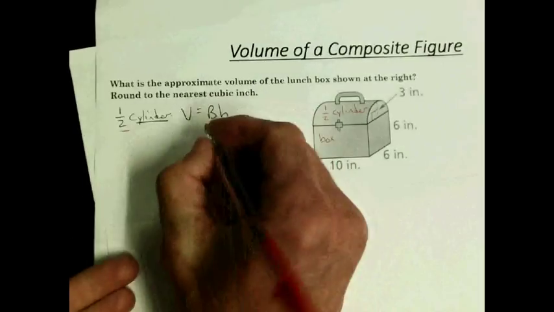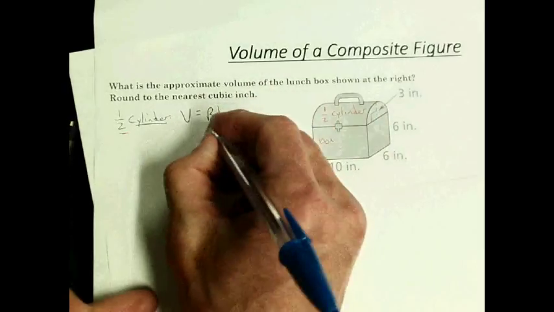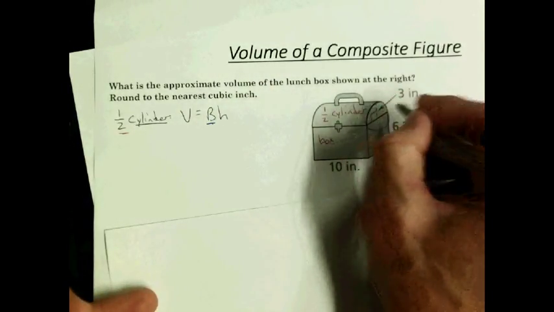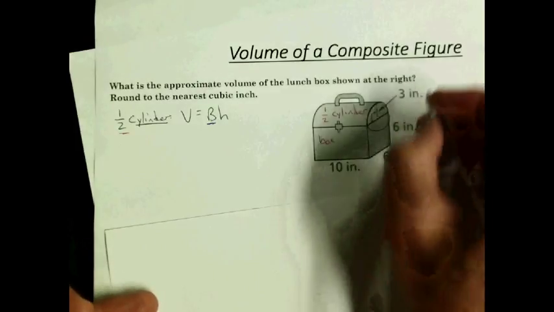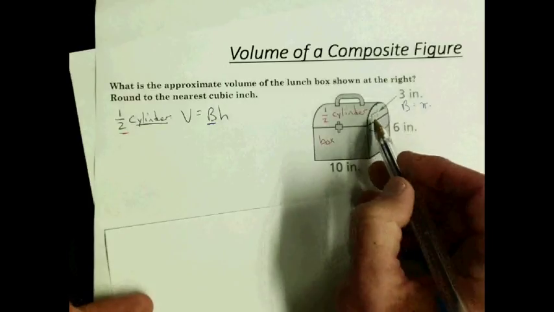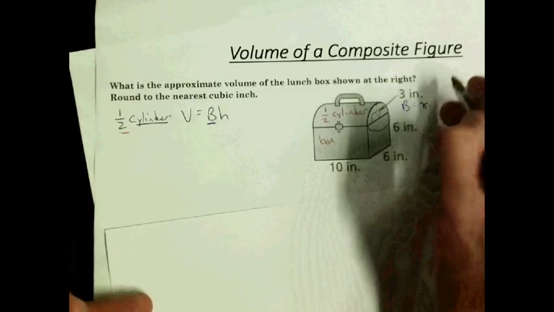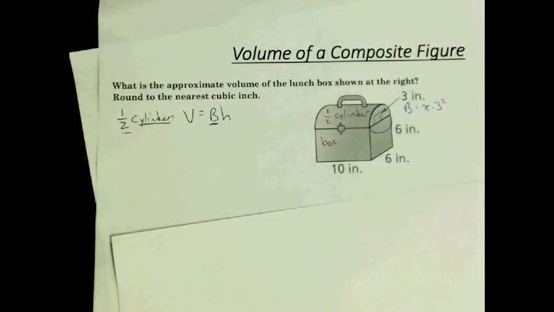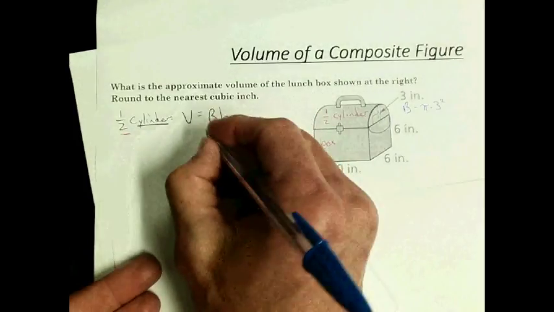Yes. So for the cylinder, we're going to be looking at the area of the base, but the area of the base is a circle, right? The base is a circle, pi r squared. So the area of the base is pi times the radius squared. In this case, if this is 3 inches, there's your radius. Pi times the radius squared, or 9 pi.